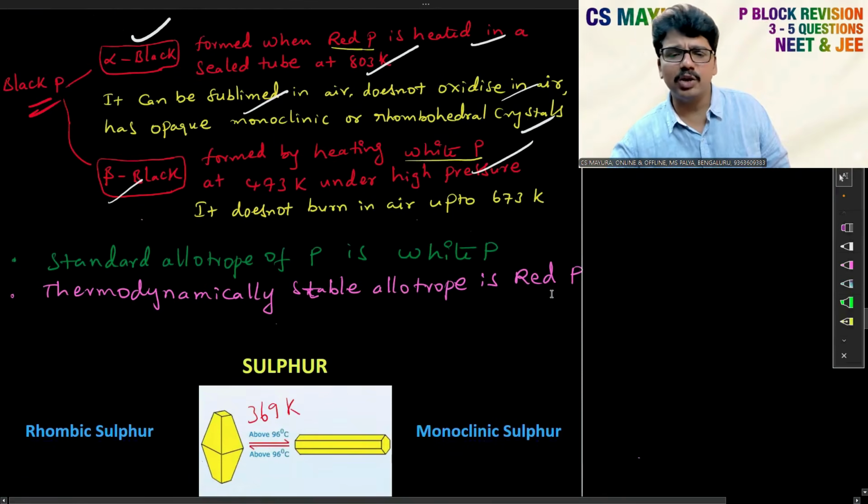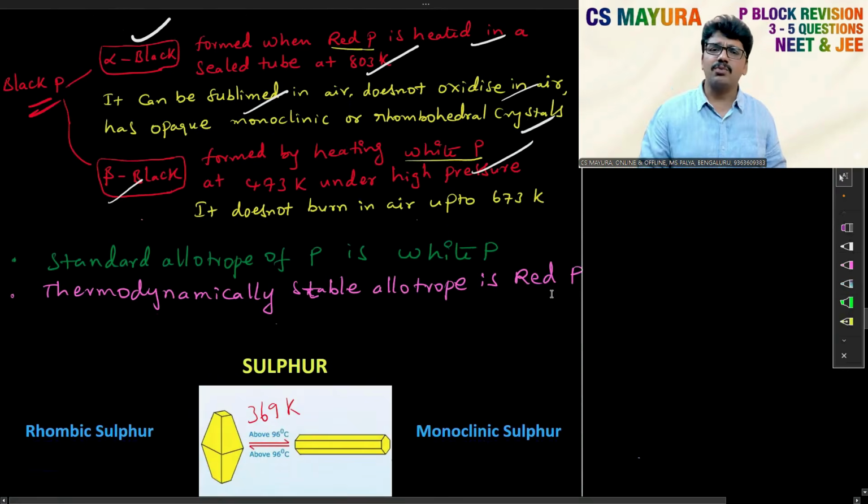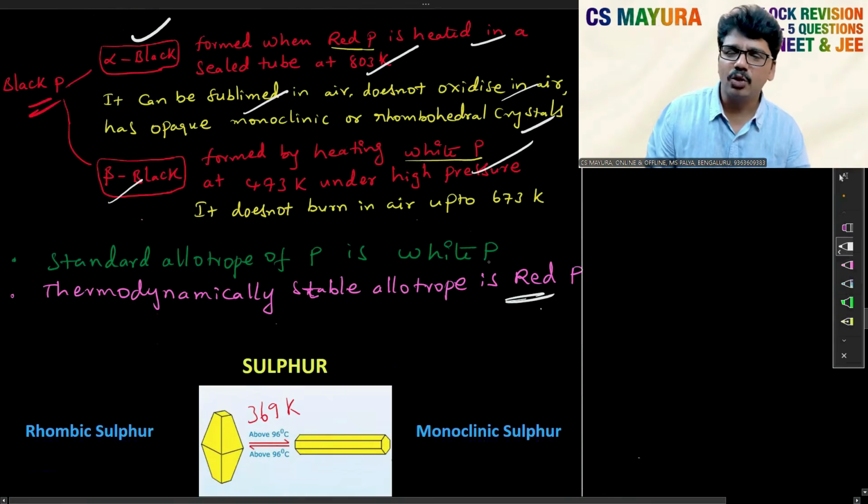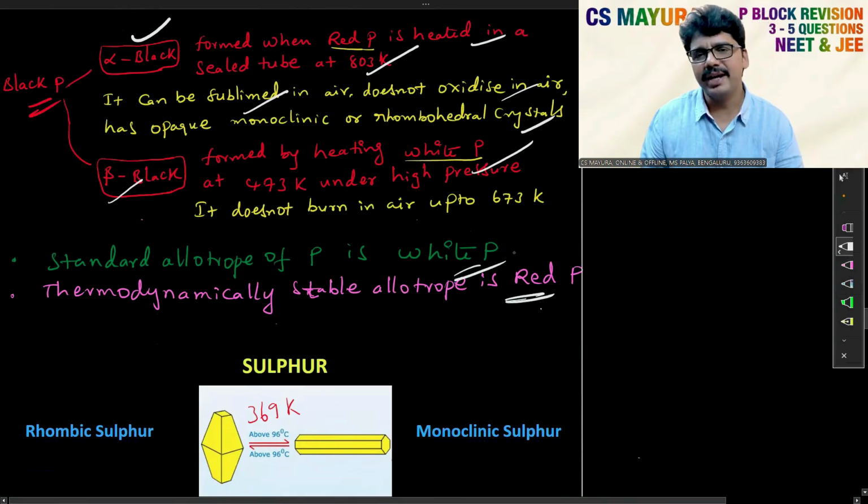So among all allotropic forms of phosphorus, the thermodynamically stable allotrope is what? Black phosphorus. Sorry, red phosphorus. The thermodynamically stable allotrope of phosphorus is red phosphorus, and the standard allotrope of phosphorus is white phosphorus. White phosphorus is considered as the standard allotrope.